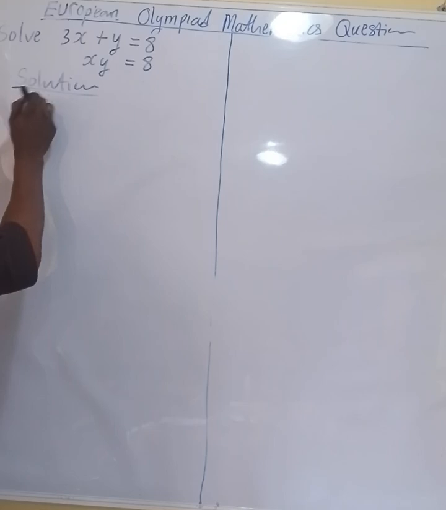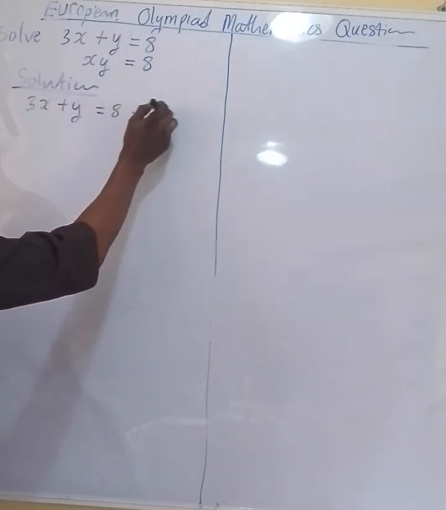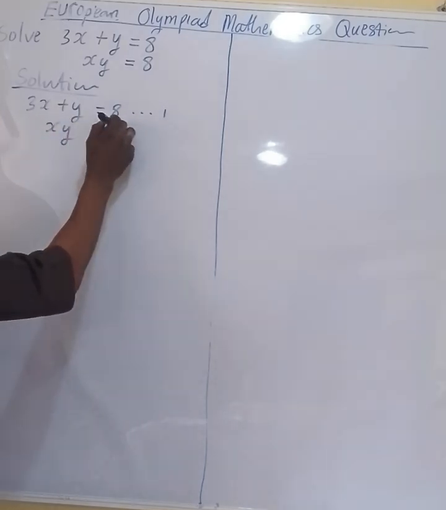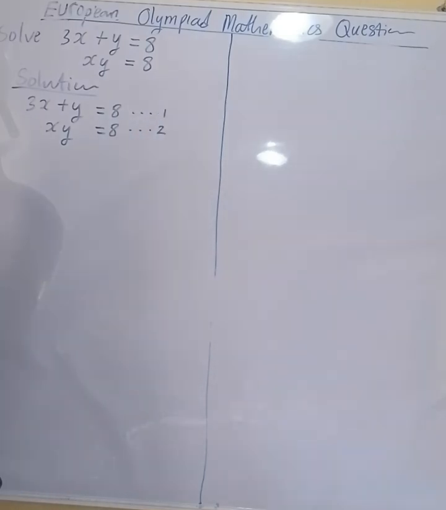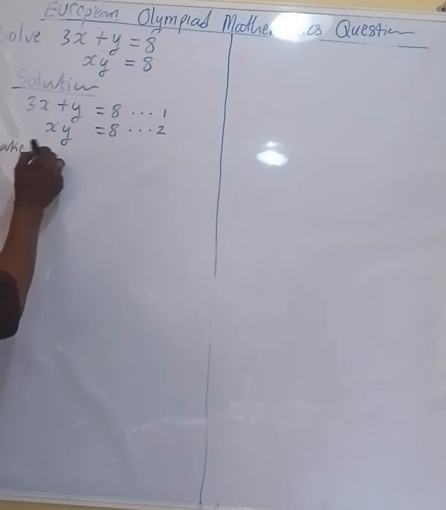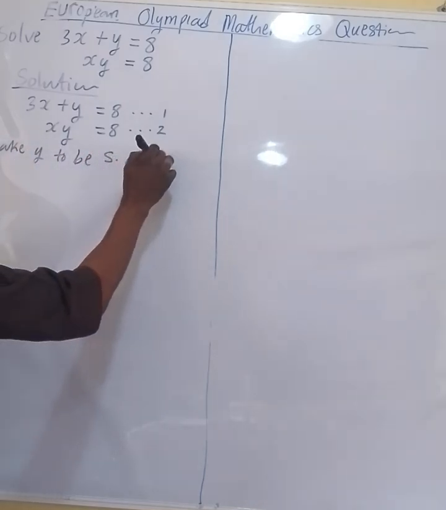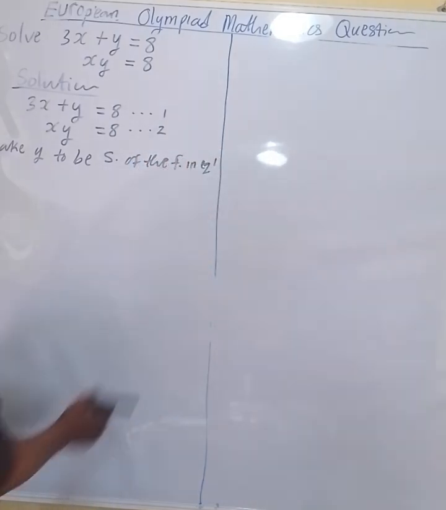Now we have 3x + y = 8. Label it equation 1. xy = 8, label it equation 2. Now we have two equations. So we will now make y the subject of the formula in equation 1.